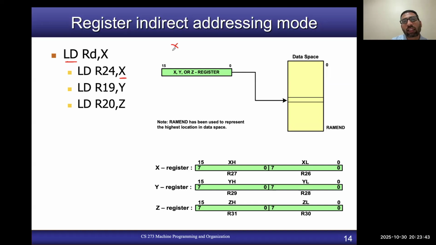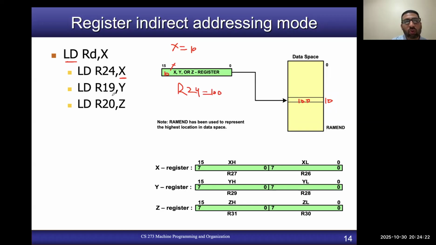So for example, if X is equal to 10, I'm just making up some number. Here is our register X, and here you have the value 10. Then the microcontroller will go to the memory at location 10, and let's say the value at that address is 100. So this 100 will be placed into R24. After the execution of the instruction, R24 will contain the value 100.